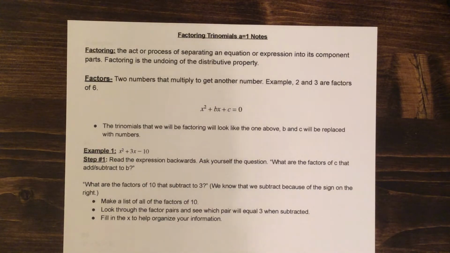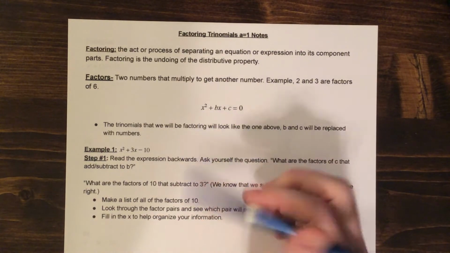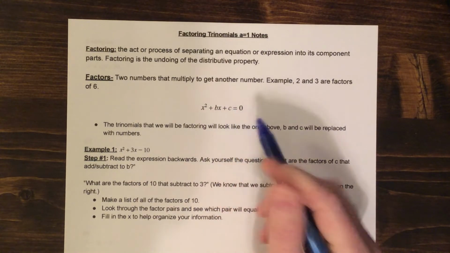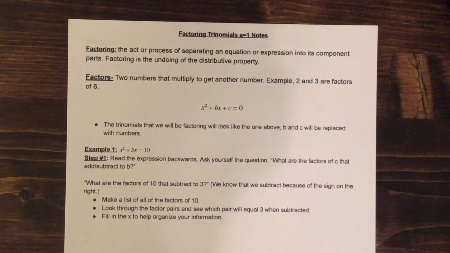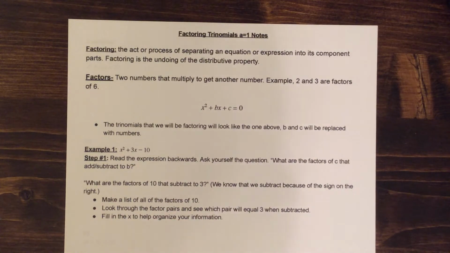So the types of problems that we're going to be looking at here, they're going to look like this. The difference is going to be that B and C are going to actually be numbers. So we're going to have numbers for B and C. So the trinomials, the first one that we have is this example here. So x squared plus 3x minus 10. So what you're going to do on these is you're going to essentially read the expression backwards.